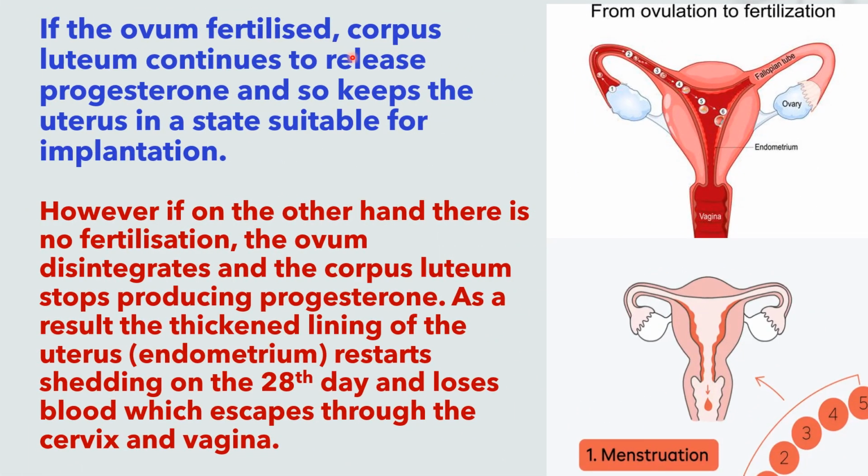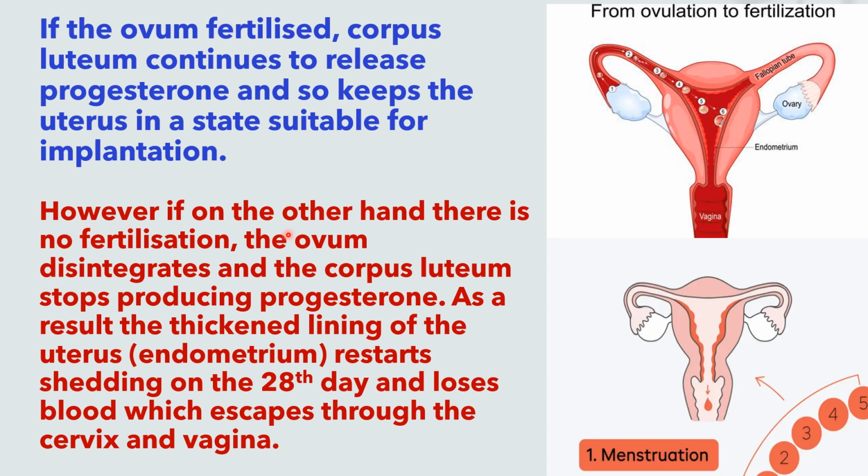If the ovum is fertilized, corpus luteum continues to release progesterone and so keeps the uterus in a state suitable for implantation. The term implantation we will discuss in the next video, fertilization. Then what happens if the ovum is fertilized? Corpus luteum present inside the ovary continues to release progesterone. This progesterone keeps the uterus in a state suitable for implantation. Fertilization occurs inside the oviduct or fallopian tube, or we can say uterine tube. Then what is the function of progesterone? It keeps the uterus in a state suitable for implantation.